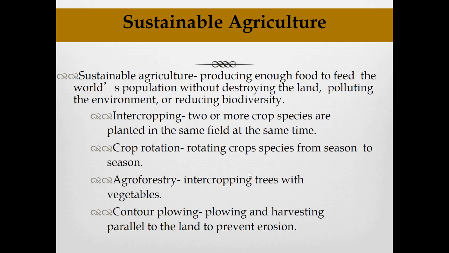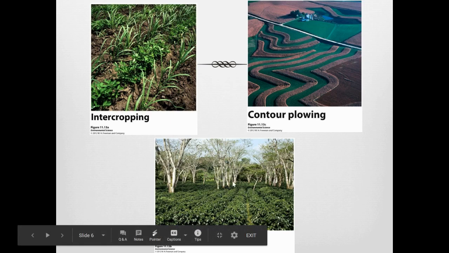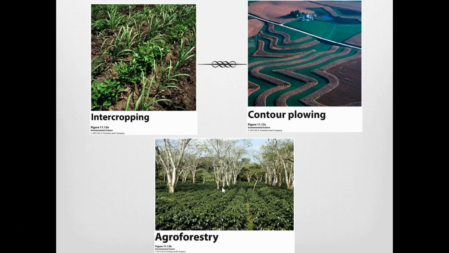So here are just some picture examples of what I was mentioning earlier. Here's intercropping. We plant certain species of crops in between the desired crop species that we want. Here's our contour plowing here. So here we can follow along with the slope of the land to help prevent the erosion of soil. And here is an example of agroforestry. Here we plant trees in between the desired crops, and we do that to help stabilize the soil because the roots of our trees are going to help to stabilize.